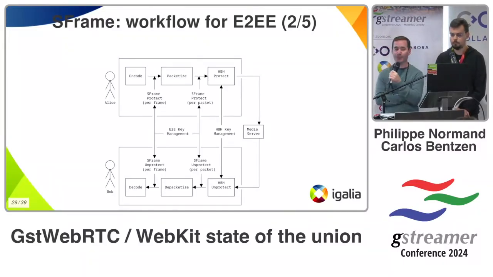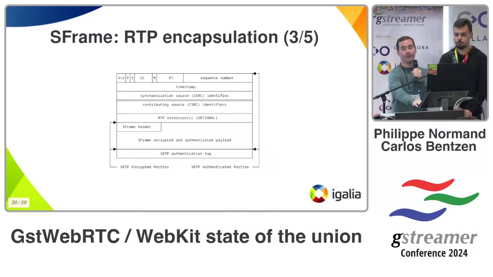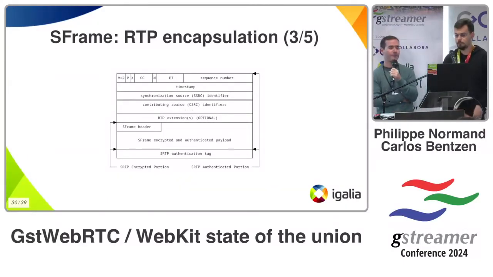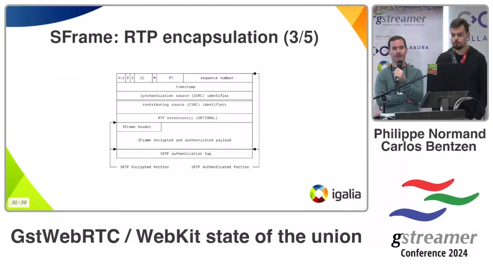You have 2 options actually with SFrame. You can do the encryption before packetizing or after. But actually, most browsers, and it's mandated by encoded transform, you have to do it before packetizing. And then you have the hop-by-hop protect, which is usually like SRTP. So on the RTP packet, the payload would be an SFrame header, and then the encrypted part in the payload section, and then that is wrapped into the SRTP authenticated portions.